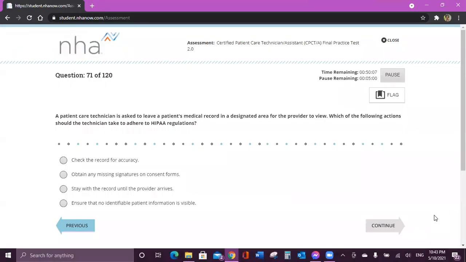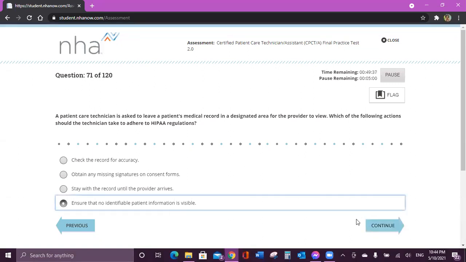A patient care technician is asked to leave a patient's medical record in a designated area for the provider to view. Which of the following actions should the technician take? Check the record for accuracy, obtain any missing signatures or consent forms, stay with the record until the provider arrives, or ensure that the patient information is not visible.